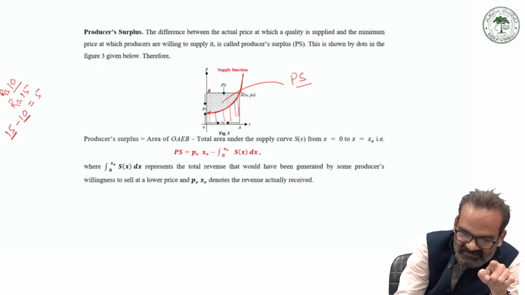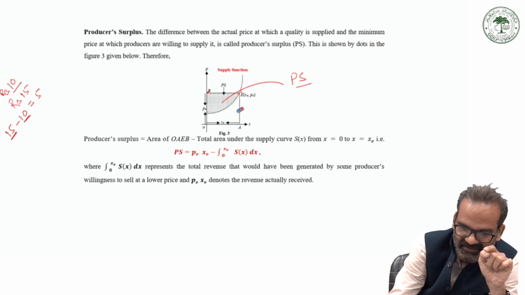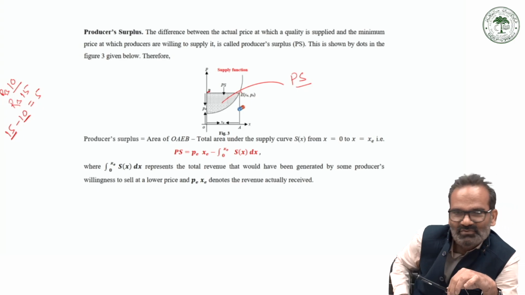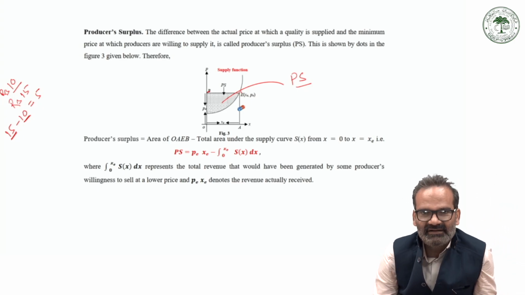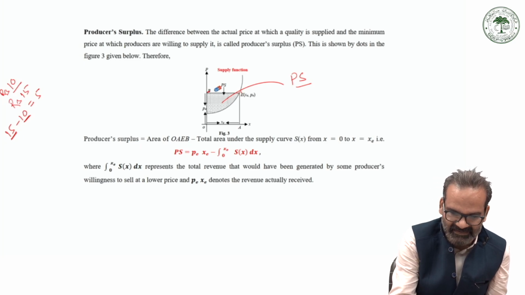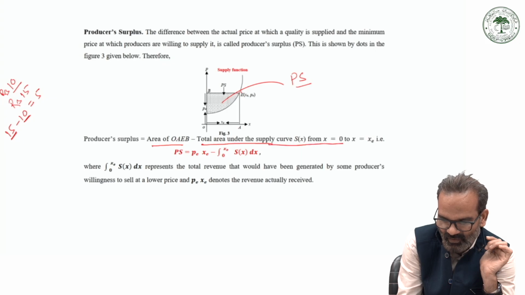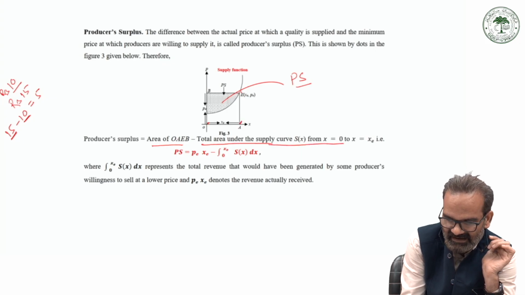So if you determine the area of the rectangle OAEB and subtract the area under the curve shaded in red, you will get the area of the shaded portion, right? Are you getting the point? That is why you can determine the producer surplus using the technique of the definite integral. So the producer surplus is equal to, from this formula, the area of the rectangle OAEB minus the total area under the supply curve from x equals 0 to x equals xe.